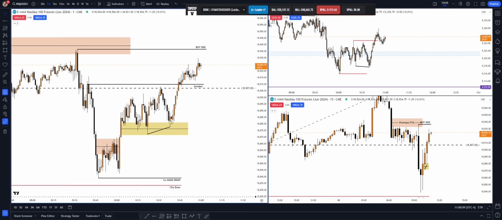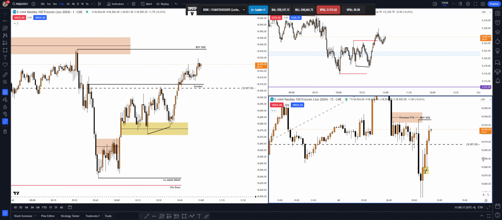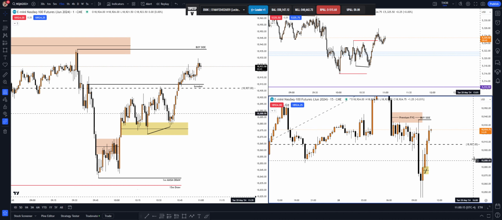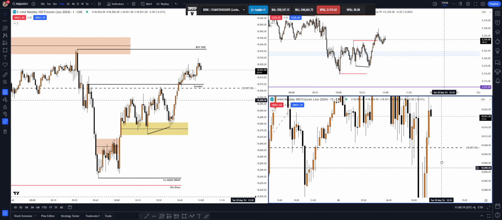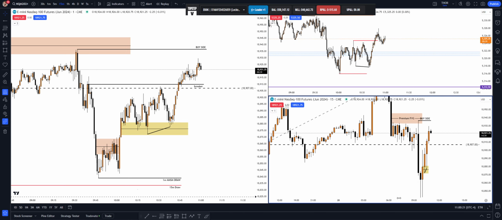Alright, the 15-minute closed. It gapped up again. Very strong. Gaps all over the place.